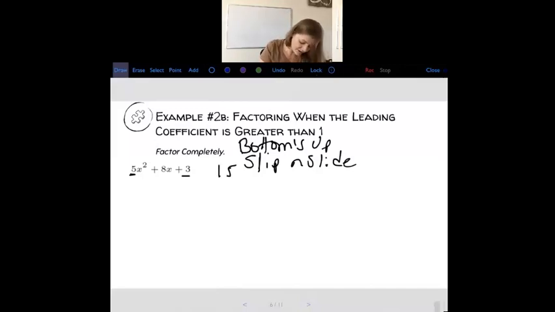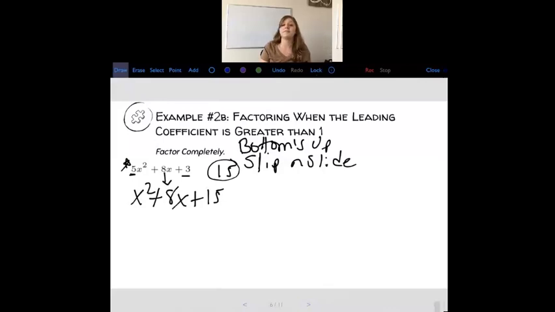So right now we're going to forget about the 5. It'll come back later, so maybe make a star to remind yourself. We're going to drop the 5 for a minute, write it as x squared, keep the middle, 8x, and then 15, because that's 5 times 3. Then we factor x squared plus 8x plus 15, using what we talked about when a is equal to 1, where we find two numbers that multiply to 15 but add to 8. Again, it's 5 and 3, so we have x plus 5 and x plus 3.